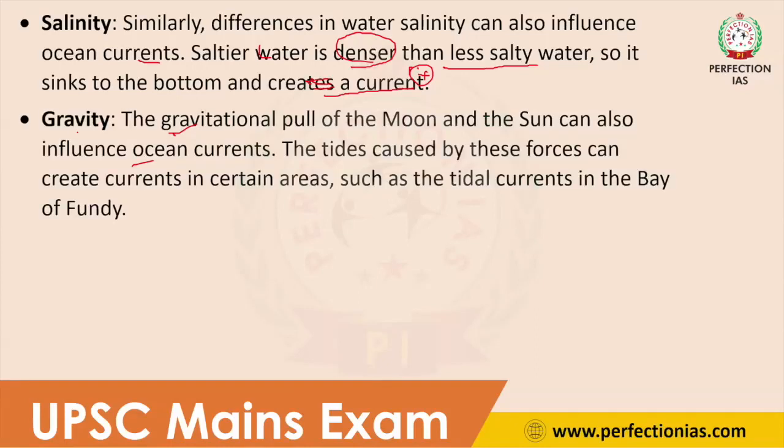Next is gravity. The gravitational pull of the moon and sun can also drag the ocean surface water, so the gravitational force of the moon as well as the sun will influence ocean currents. And the tide: the major cause of tide is the gravitational pull from the moon and sun. So tide will also influence ocean currents. Tide means the increasing and decreasing of the level of water in the ocean.